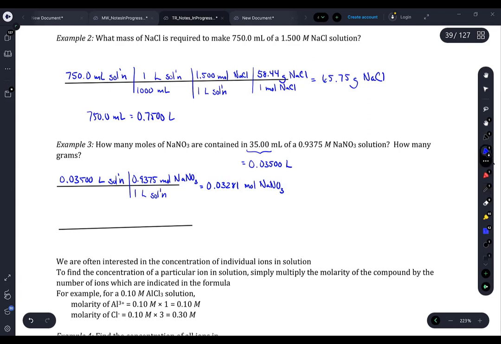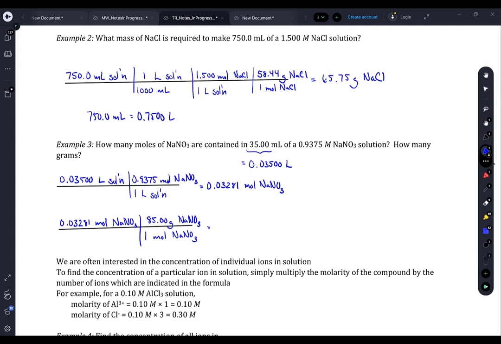So using that same number, 0.03281 moles of sodium nitrate. I don't know that one, so let me look it up. Sodium is 22.99, nitrogen is, what's that? 85.00, right? So every 1 mole of sodium nitrate. Again, in reality, I'm using this number, oh, I guess I did round it off. Shoot. Oh, well.